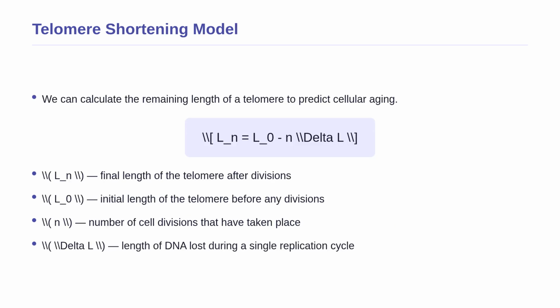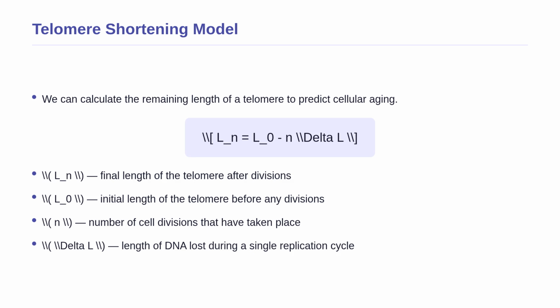To understand this biological clock ticking inside our cells, we can use a linear decay model to calculate telomere shortening. This mathematical model helps researchers predict exactly when a specific cell lineage will enter senescence.